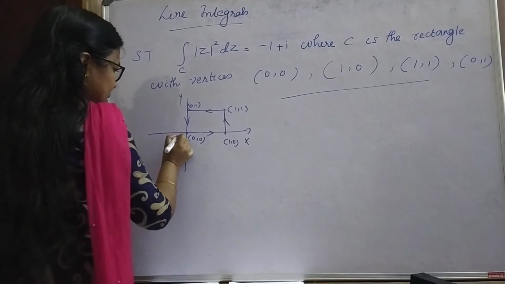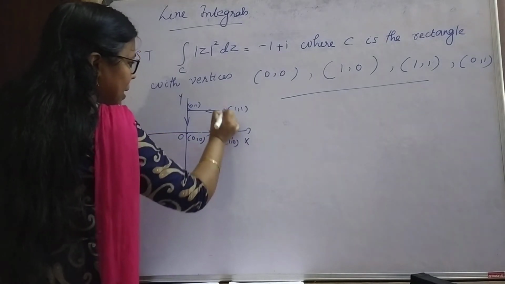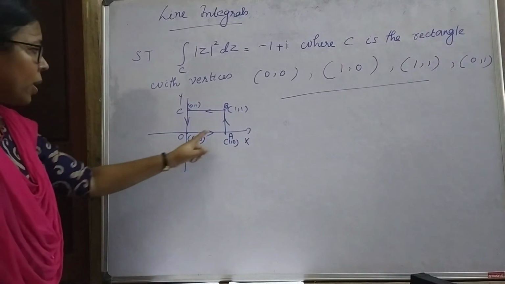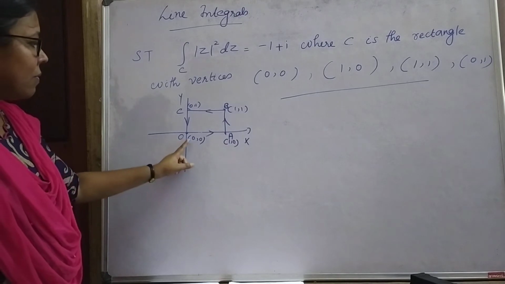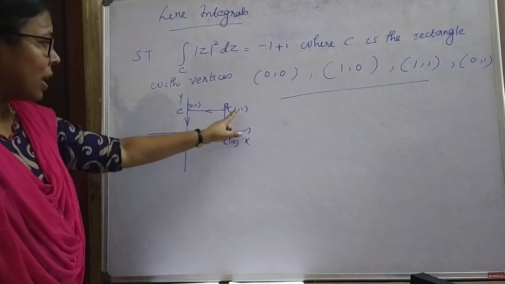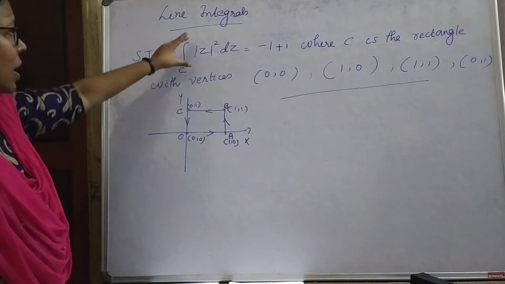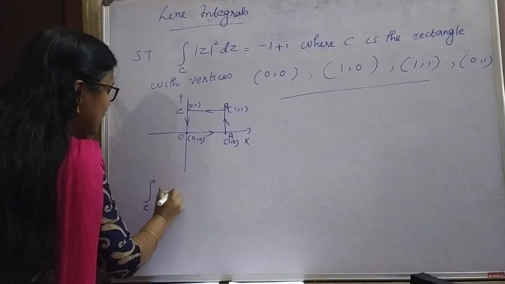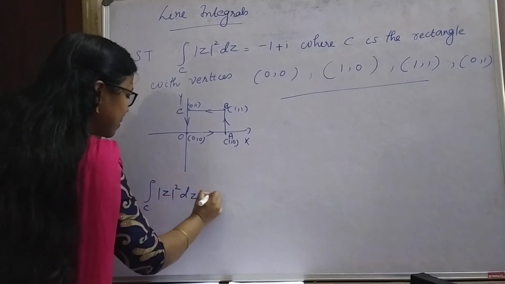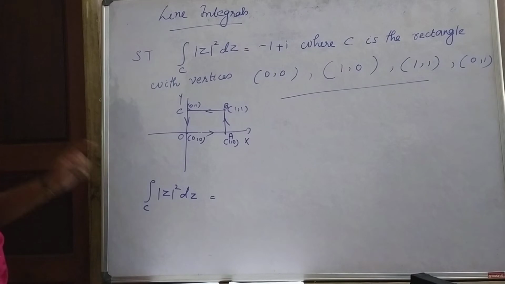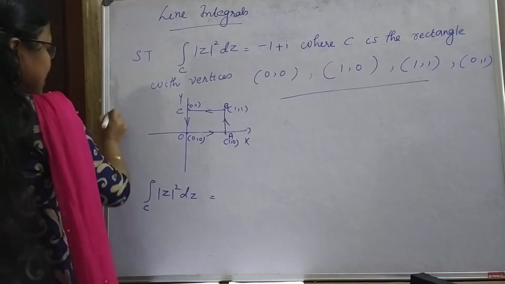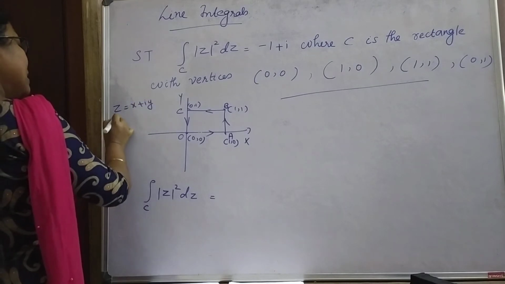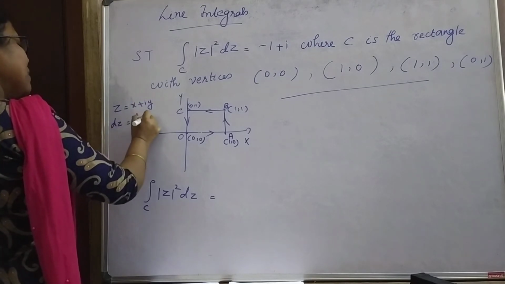Name it as O, A, B, C. OABC is a rectangle with vertices (0, 0), (1, 0), (1, 1) and (0, 1). We have to evaluate the integral over C of mod z square dz. What is z? z is x plus iy. Then dz is dx plus i dy.